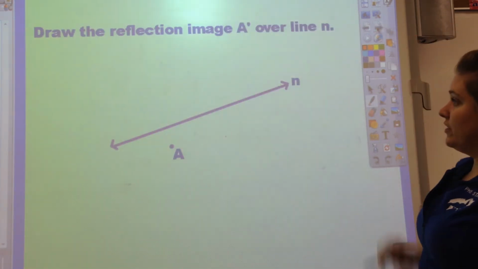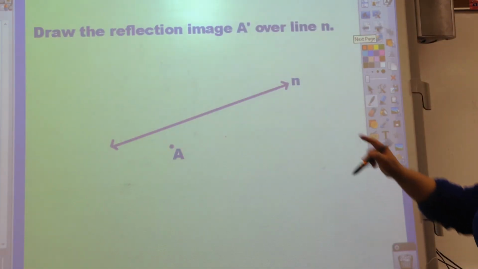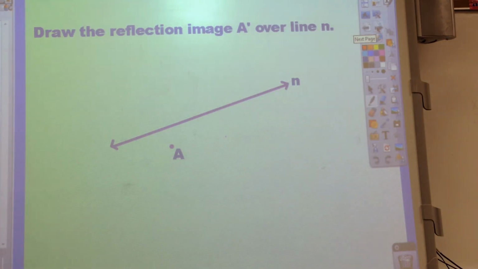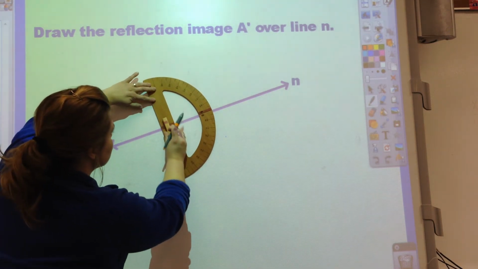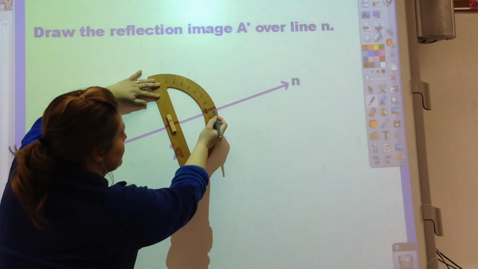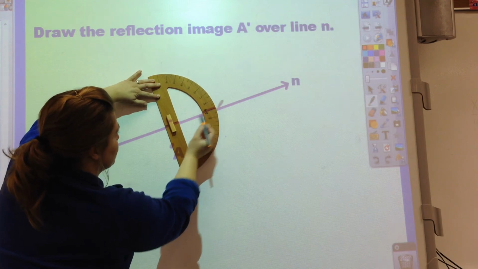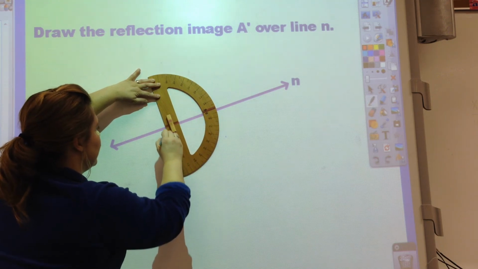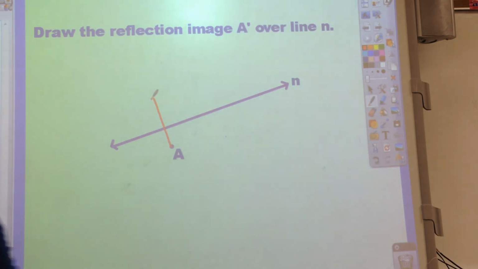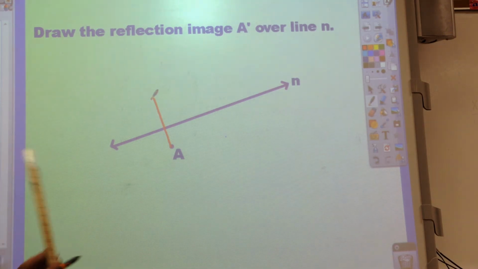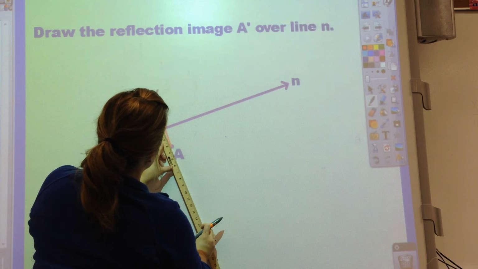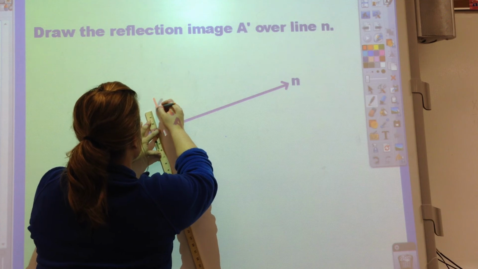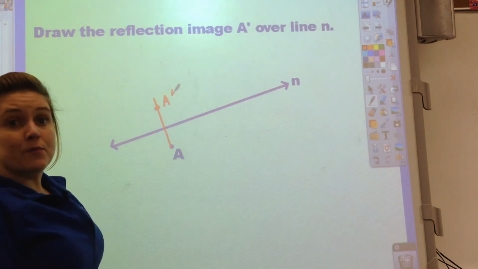Let's try one more example of this. I want to draw a reflection image A prime over line N. So I'm going to do it the exact same way. I'm going to line up my protractor with the dash marks to make sure that I'm making a 90-degree angle. I see that the dash mark goes through 90 and through the center of my line here. And then I'm going to draw a line that goes up. Then I'm going to measure the distance between A and my line, and again it's exactly 3 inches. And then I measure 3 inches going the other direction, and this new point is my A prime.